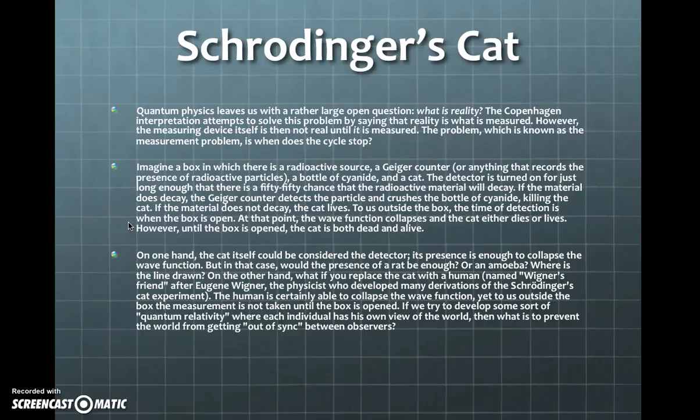If we try to develop some sort of quantum relativity where each individual has his own view of the world, then what is to prevent the world from being out of sync between observers? And of course, if you've got a human inside a box who can report back to you about things, does that again change the point of observation and undo Schrodinger's cat?